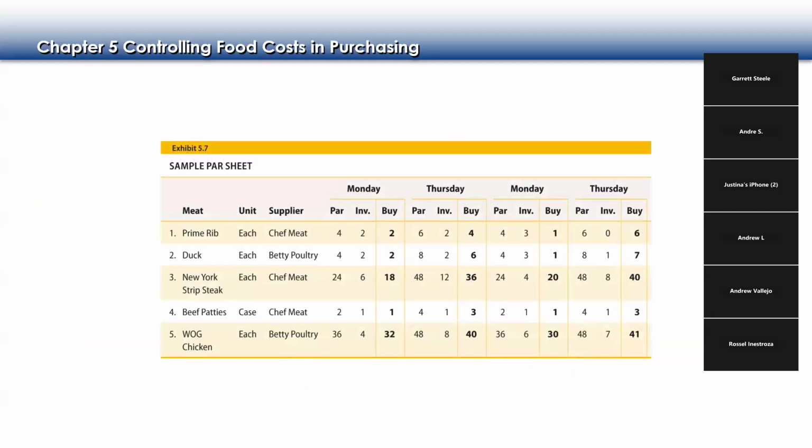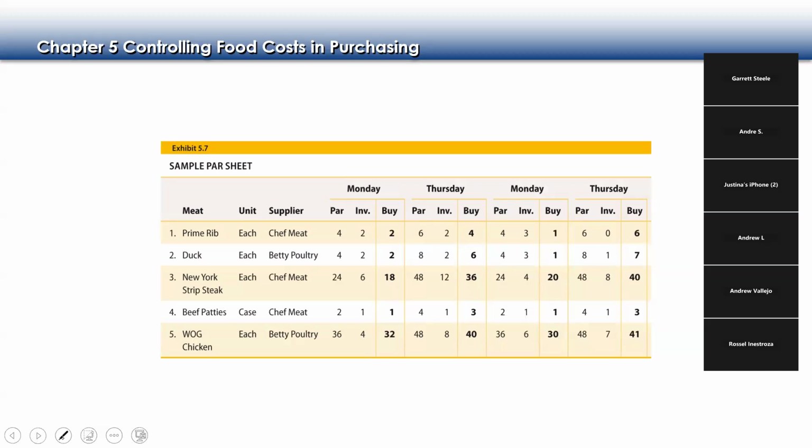Before I do that, let me just do a quick demonstration. Okay. So let's look at our prime rib. Actually, let's look at our duck because it'll be easier for me to highlight.